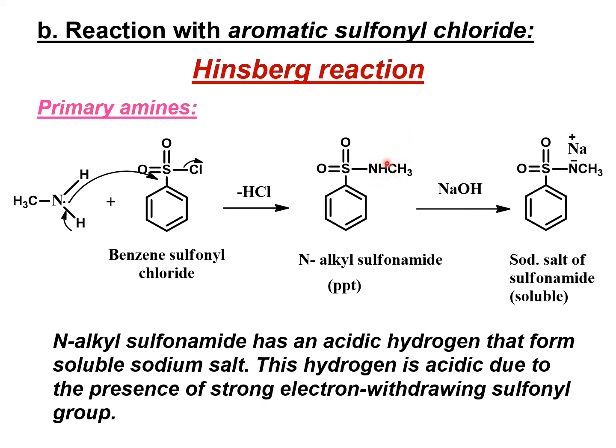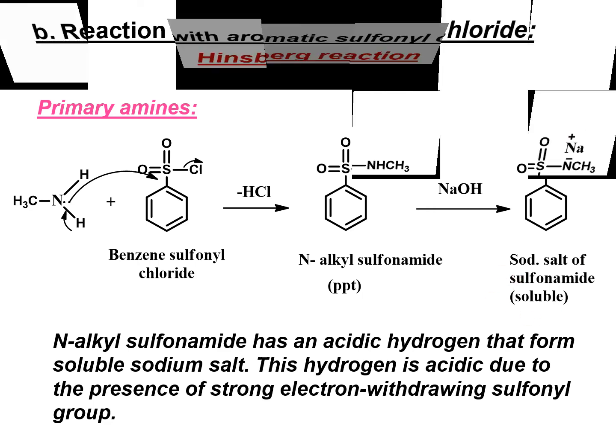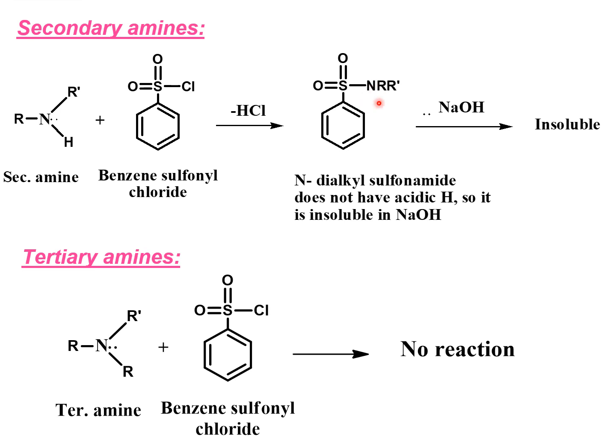As we said, in case of primary amines, you will have a hydrogen attached to the nitrogen after the formation of the sulfonamide, which can be removed by a base producing the salt, which is water soluble. In case of secondary amines, you will end up with the sulfonamide having no hydrogen, so if you add a base, it will not dissolve. The precipitate that was formed, which is the sulfonamide, will not dissolve. And finally, in case of the tertiary amines, the reaction will not proceed whatsoever.